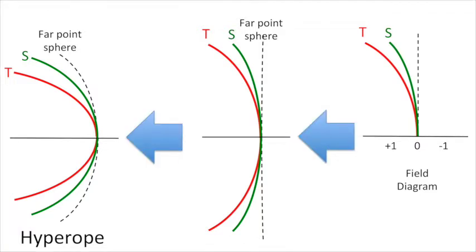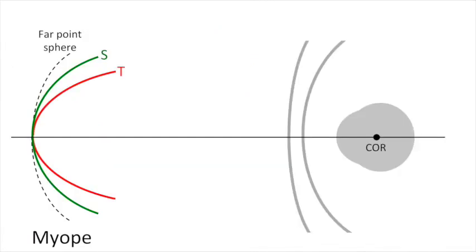We could, of course, take things in the opposite direction. If presented with a field diagram, we could draw the mirror image of the lines below the horizontal axis, and then we could curve the far point sphere to take up a more meaningful form, representing a true sphere rather than a straight line. So we've looked at that for a hyperope. Let's do the same for a myope very quickly. For the myope, of course, the far point sphere is in front of the eye and therefore curves the other way. Just as before, its center of curvature is at the center of rotation of the eye.